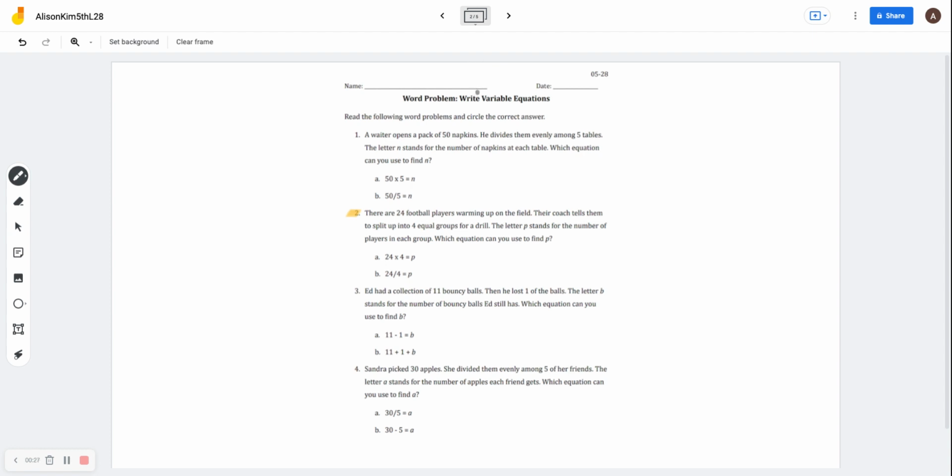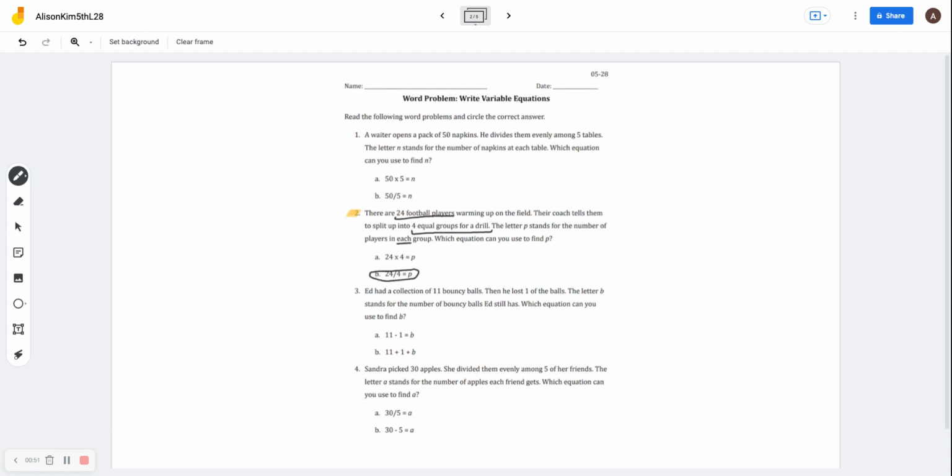So we want to find out how many players are in one group, right? But we're given the total number of players in the football team and the total number of groups that we want. So in order to find out how many players are in each group, which means just one, we would have to divide. So our answer would be B.